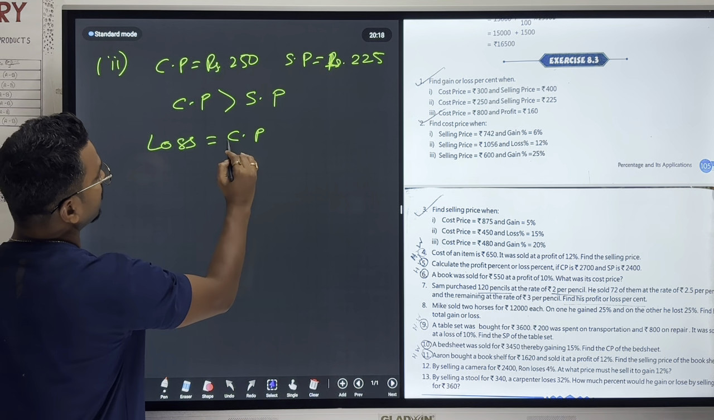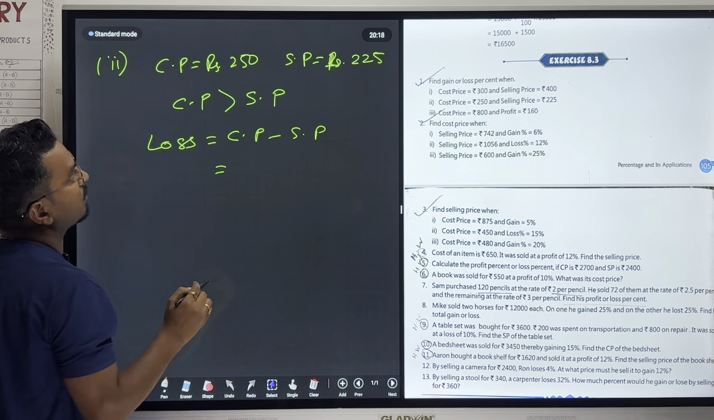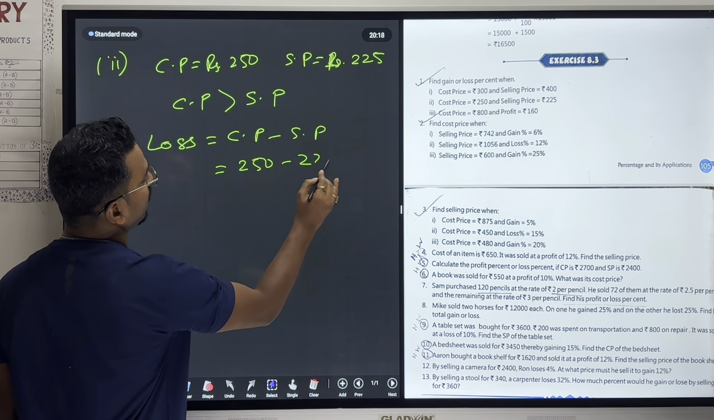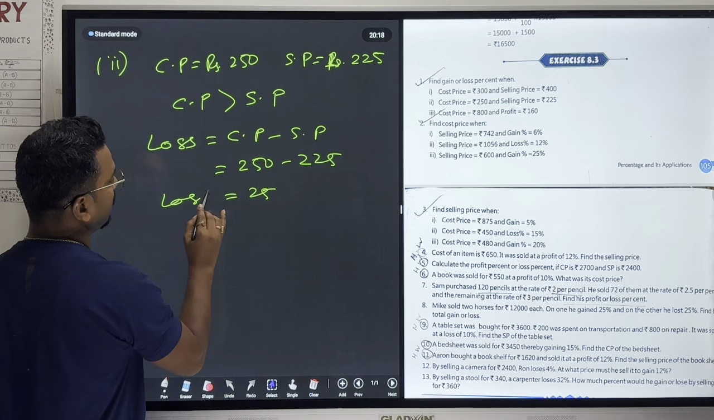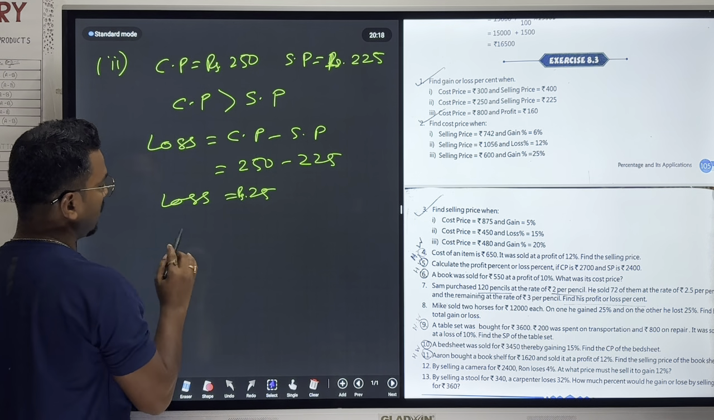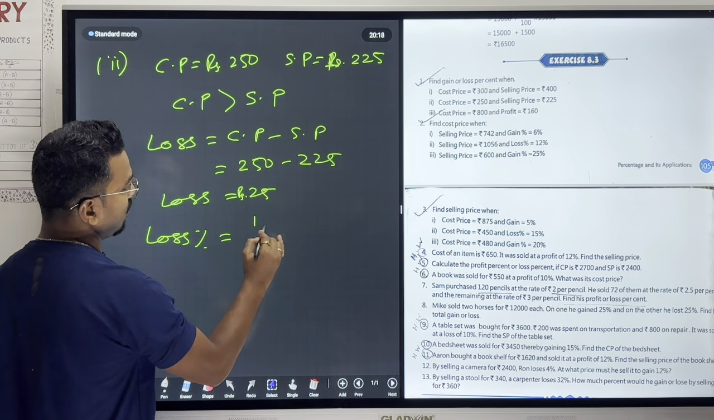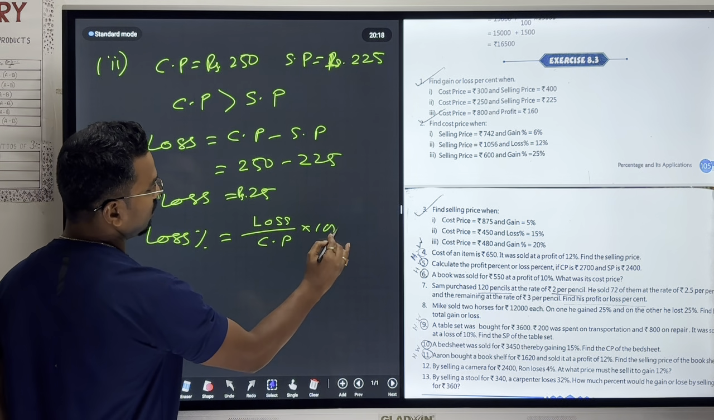So what is the loss? CP minus SP. So CP is rupees 250 minus 225. So what is the loss? 25 rupees. So loss of how much rupees? 25 rupees. So to find the loss percent, we'll use the formula loss by CP into 100.